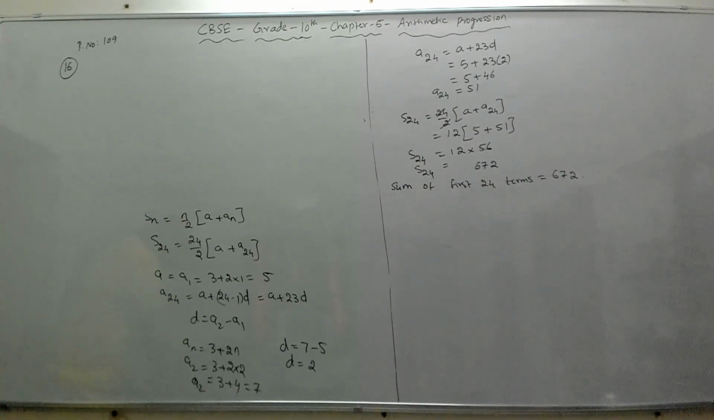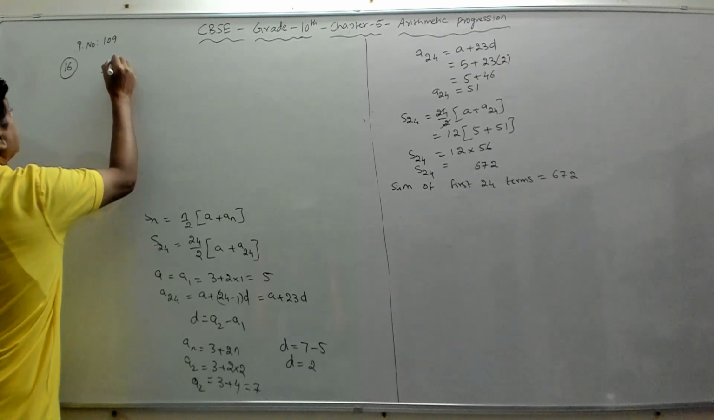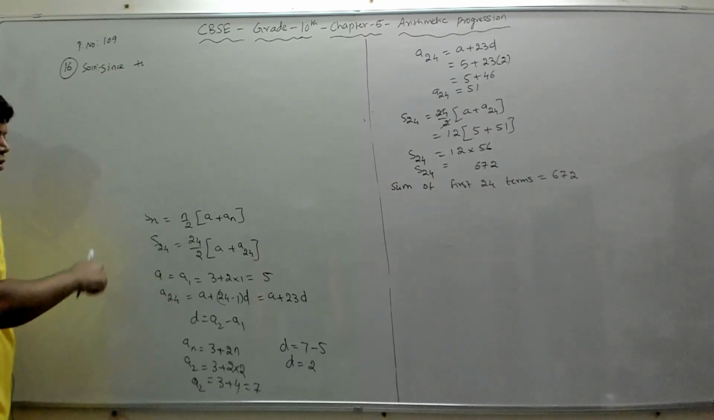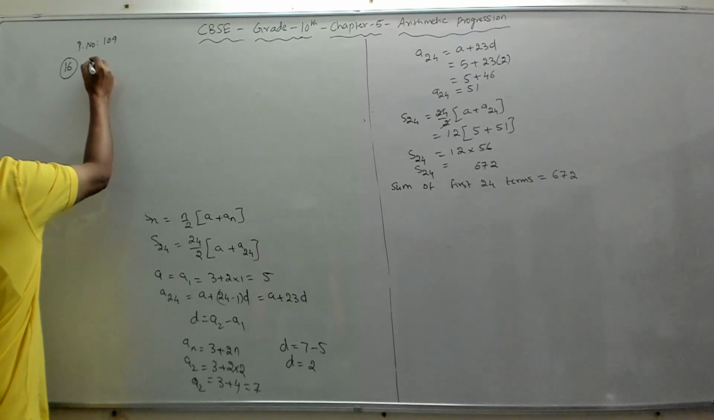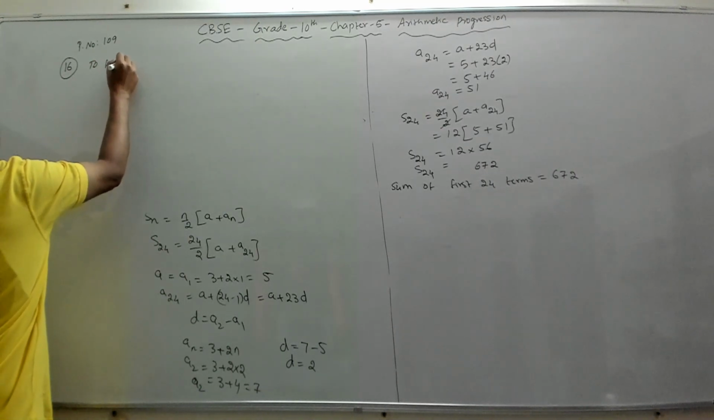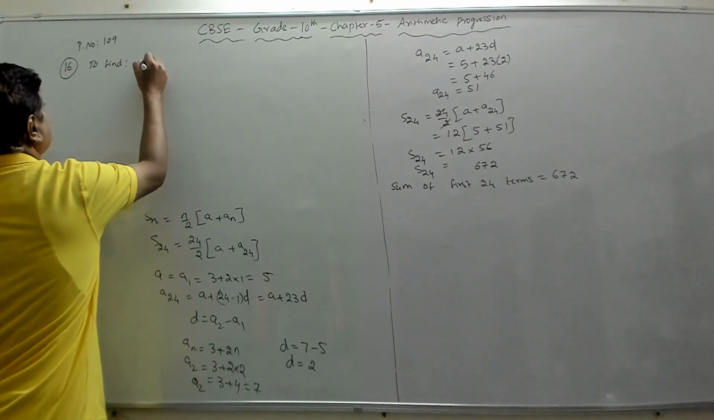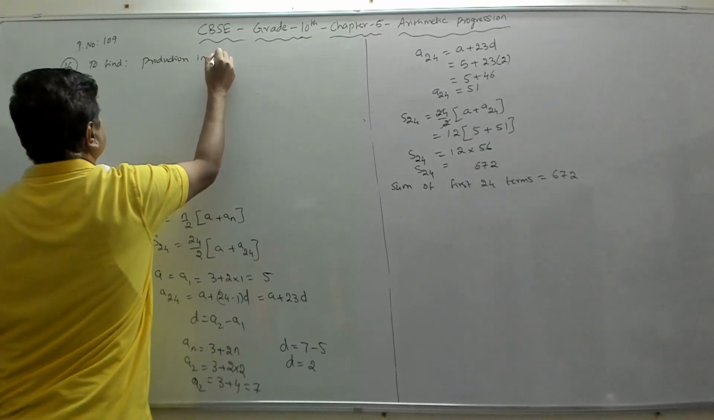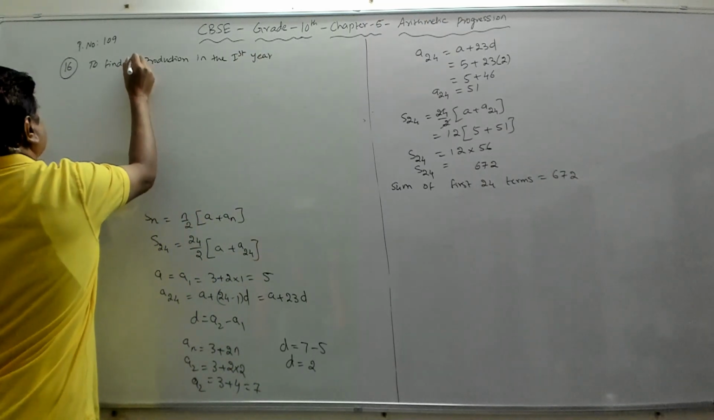I'm writing the solution here, right? So I will tell you what we have to find. We have to find the production in the first year. Production in the first year means production of TV sets in the first year. That is the first one.